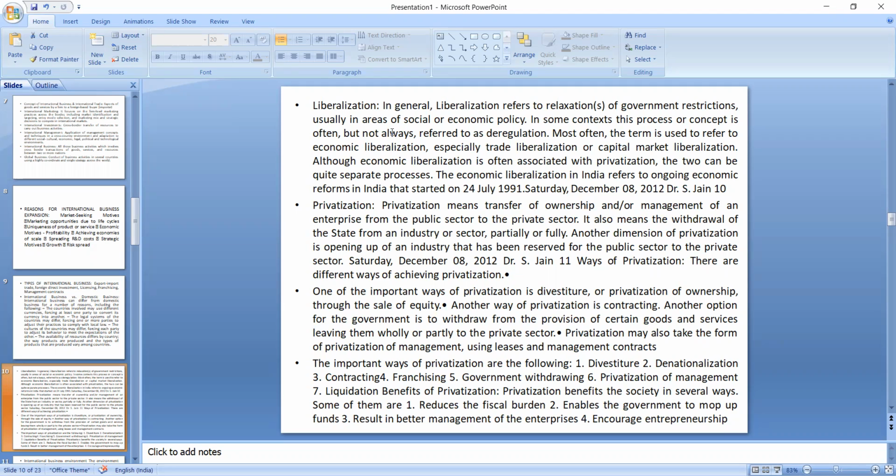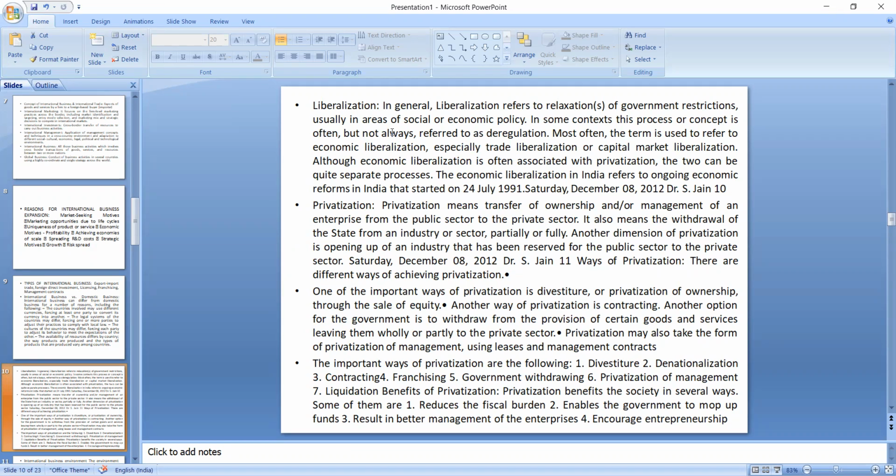Also, he mentioned that one of the important ways of privatization is divestiture, or privatization of ownership through the sale of equity. Another way is contracting. Another option for the government is to withdraw from the provision of certain goods and services, leaving them wholly or partly to the private sector. Privatization may also take the form of privatization of management using leases and management contracts. So the important ways of privatization are the following: divestiture, denationalization, contracting, franchising, government withdrawing, privatization of management, liquidation.